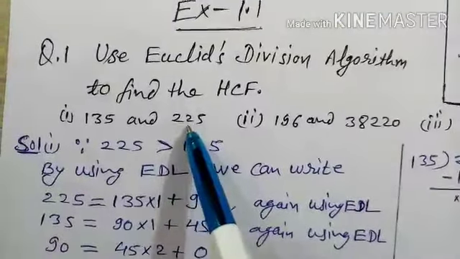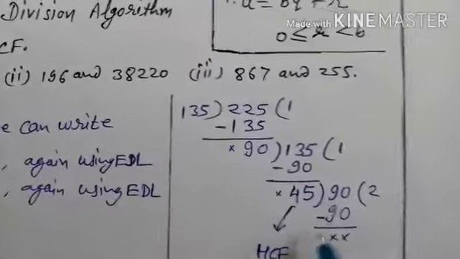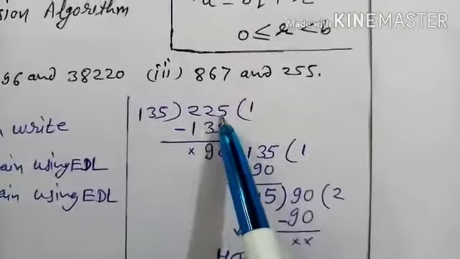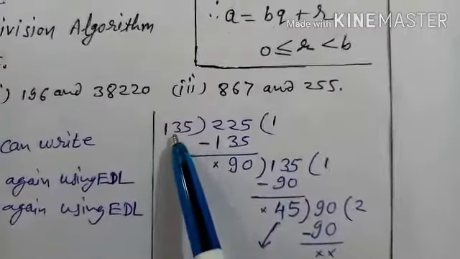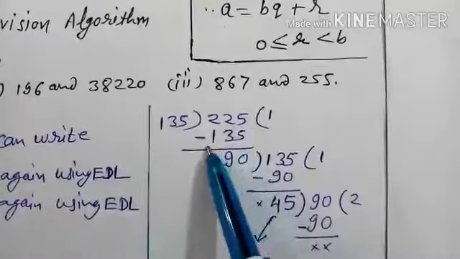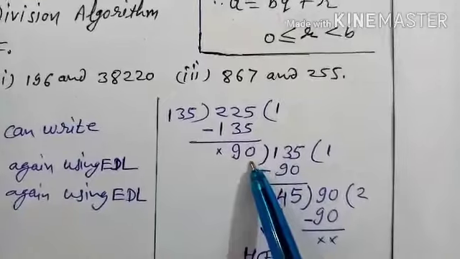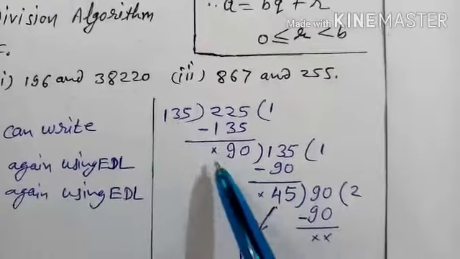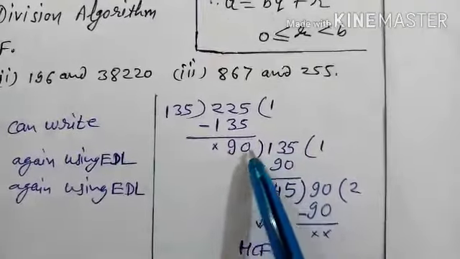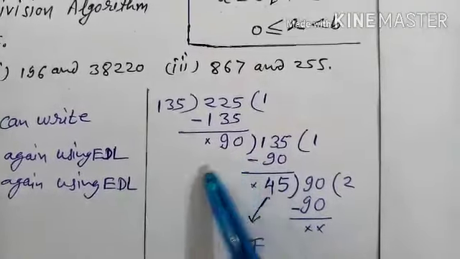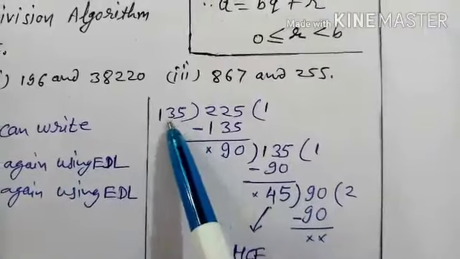First part, 135 and 225. Since 225 is greater than 135, let's see here, this is the continuous division method. This is 225 divided by 135. 135 into 1 is 135. So their difference is only 90. Now 135 we transfer here and divide by this 90. Now this remainder, like now it will be a divisor, and 135 will be the dividend.